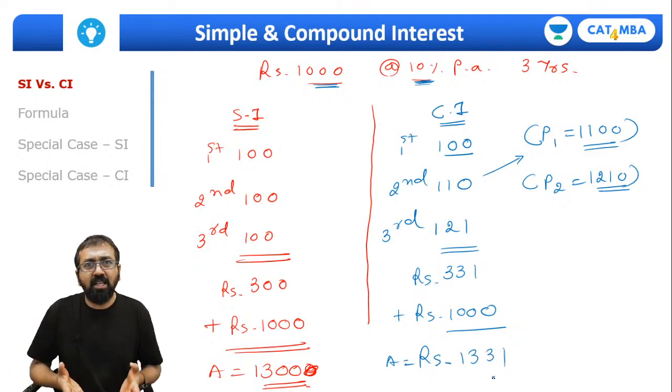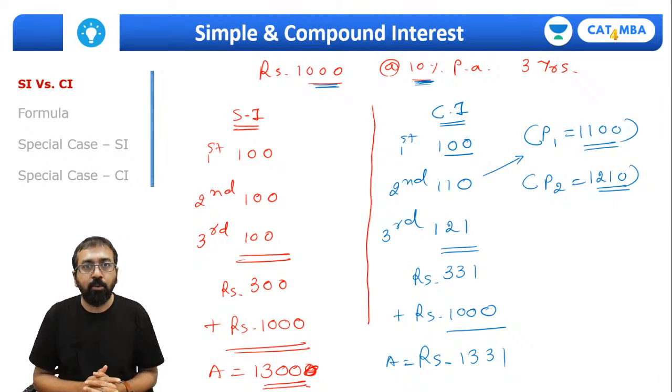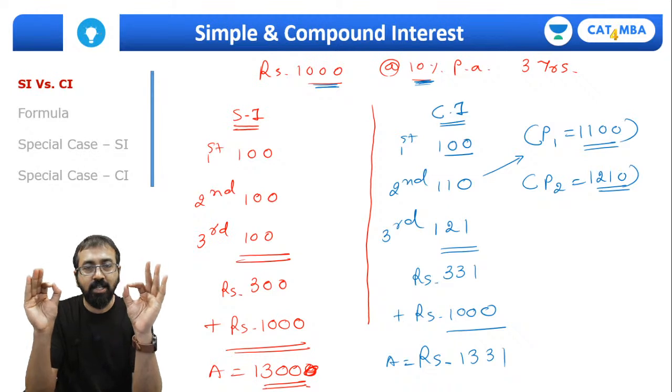The question is, who would like to borrow at compound interest or who would like to lend at simple interest? So here there is a confusion. What is the difference between these two? Why would someone borrow at compound interest? So the reason is this one. Now listen to me carefully.